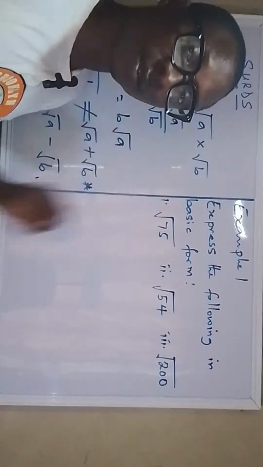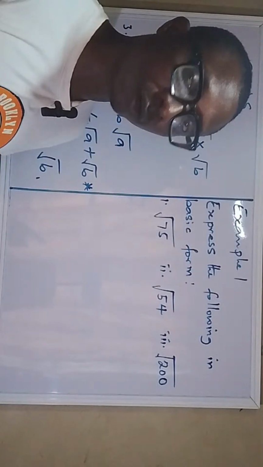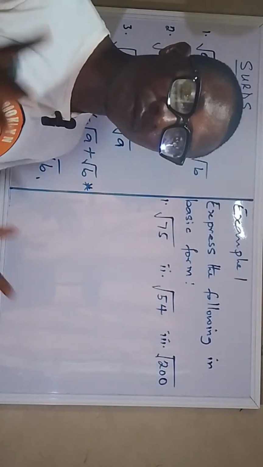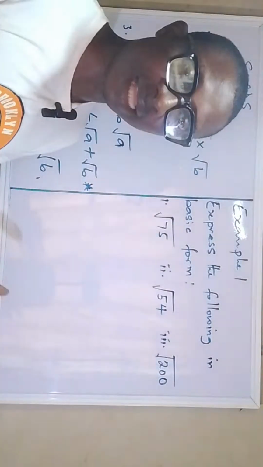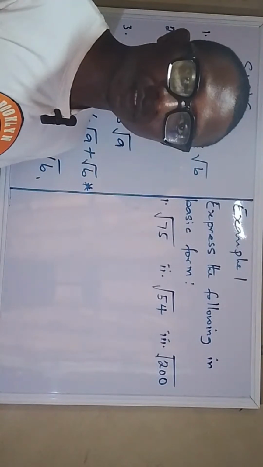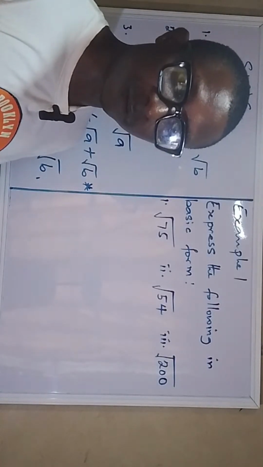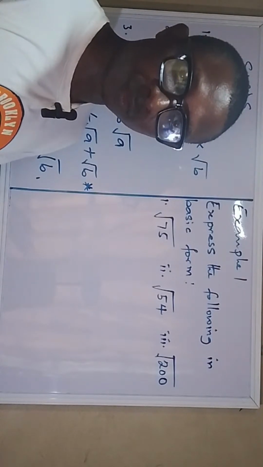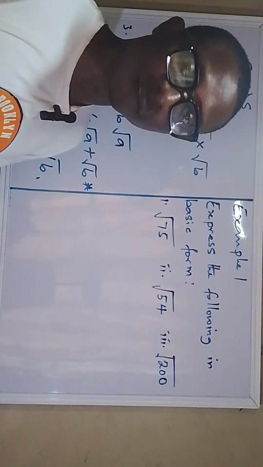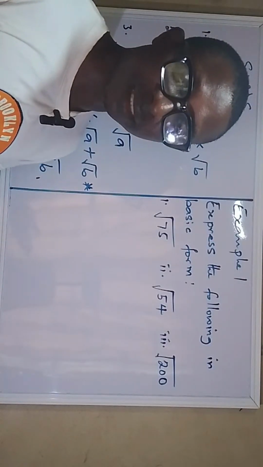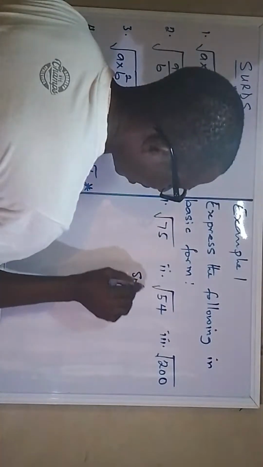You express it as a multiple of 2 factors, where one of the factors will be a perfect square. So now what is a perfect square? Perfect squares are numbers that when you find the square root, you have a whole number. Examples of perfect squares are 4, 16, 25, 100, and so on. They are perfect squares because when you find their square roots, the answer is going to be what? Whole numbers.